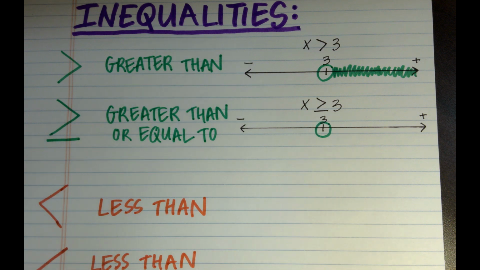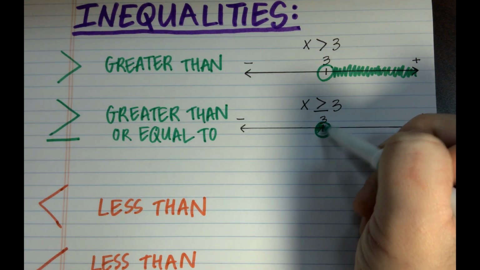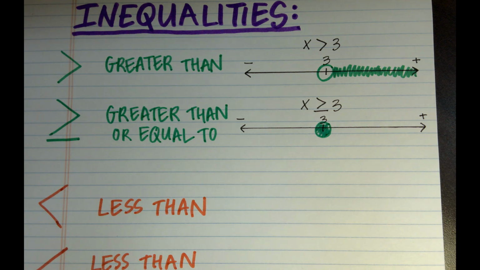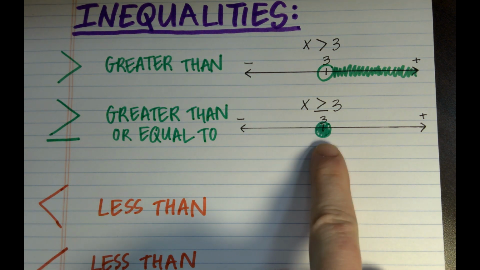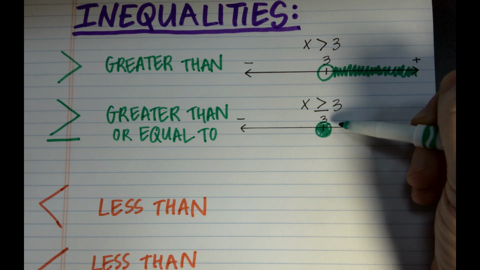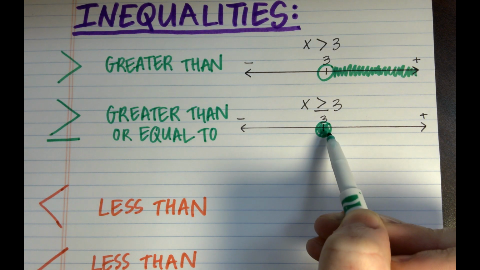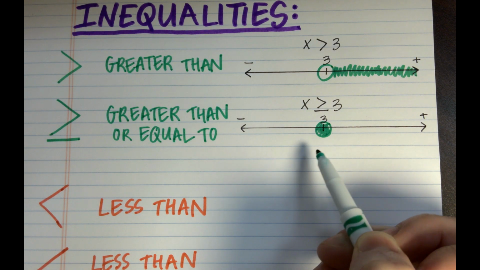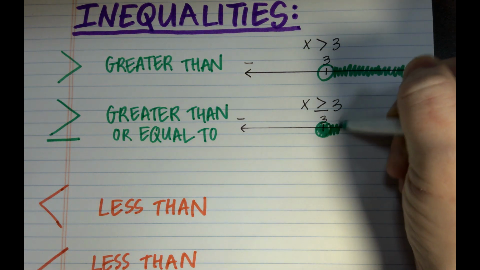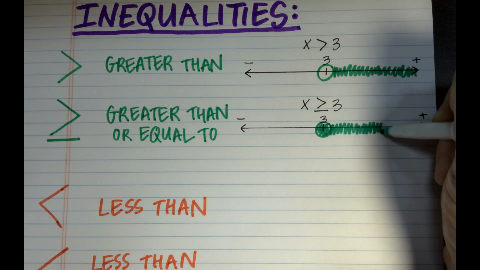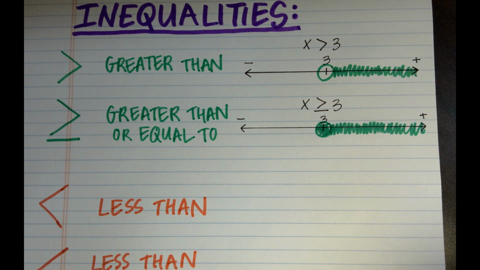Yeah, color. Yes. We're going to color it in. We're going to shade the 3 in this time. This shows that x can be equal to 3. And then we're going to shade to show that it can also be any number bigger than 3. So we would go to the right to show that it is bigger. Just like that.